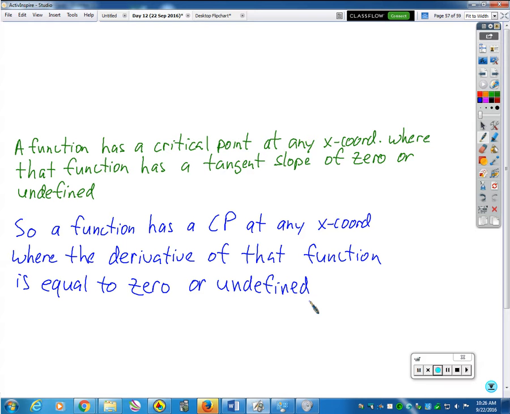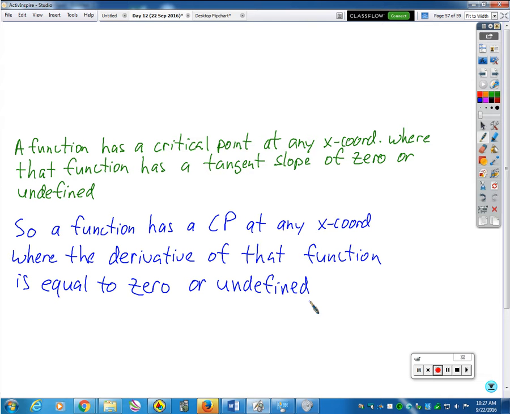So the two definitions are the same definition. They're simply a matter of perspective. The green one is saying if you're looking at the function, that's how I identify where that function has critical points, is I pay attention to the tangent slope of the function. The blue one says if you're looking at the derivative of the function, you don't pay attention to tangent slopes anymore, you pay attention to y-coordinates and identify where the y-coordinates are 0 or undefined. I'll show you an example once you get it written down. We're almost there.